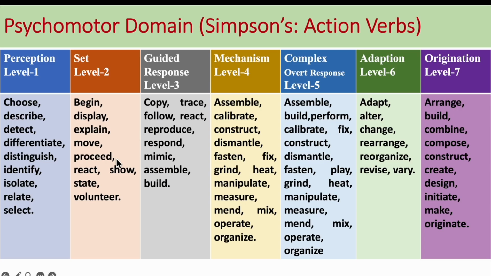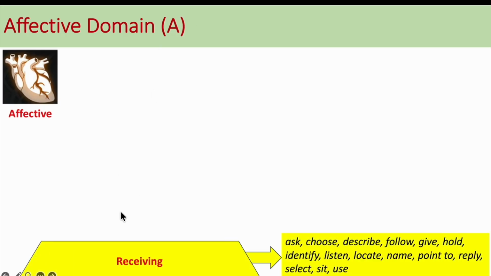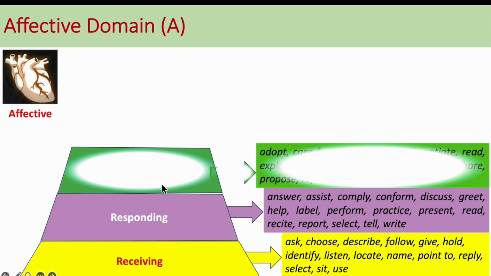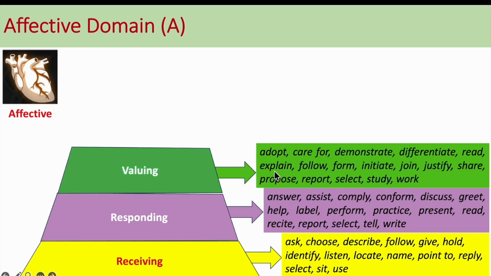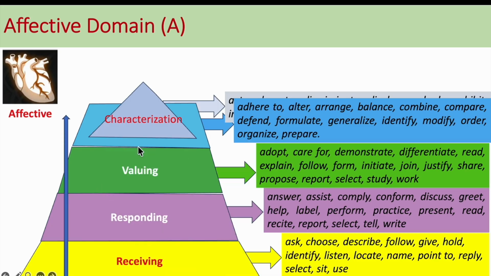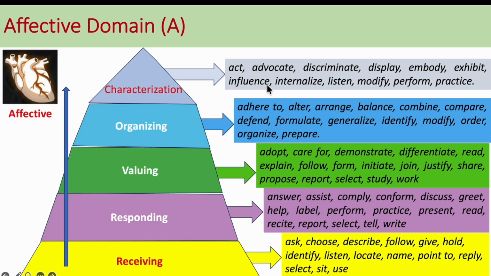So this is a few action verbs for each level, from level 1 to level 7. It is also available separately if you are interested. The third domain is the affective domain, which is represented by A. The first level of the affective domain is receiving, and a list of a few action verbs is given. The second level is responding with the appropriate action verb list. The third one is valuing with the appropriate action verb list. The fourth one is organizing with the appropriate action verb list, and the fifth one is characterization, similarly with a few action verbs.